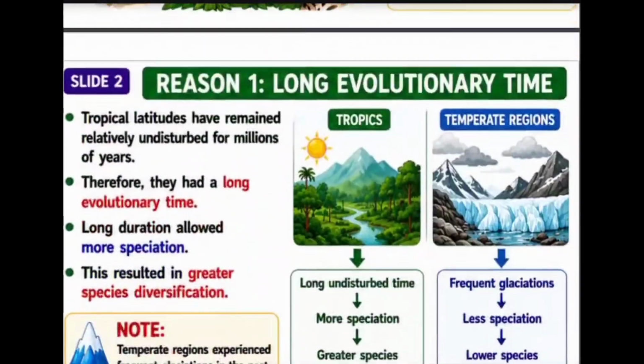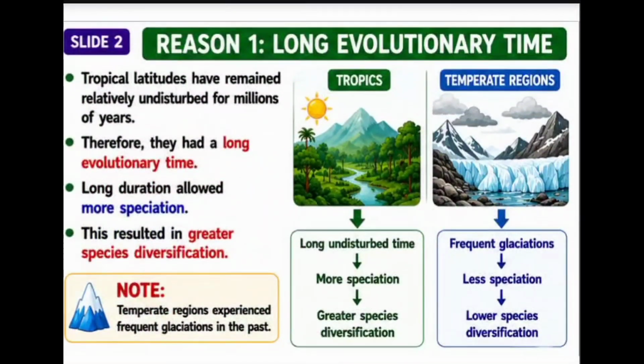So let's begin. First, let us understand what we mean by biodiversity. Biodiversity refers to the variety of living organisms present in a particular area. The greater the number of species, the greater the biodiversity. Now, tropical regions such as tropical rainforests contain far more species than temperate regions. And scientists explain this pattern using three important reasons. Let us discuss them one by one.